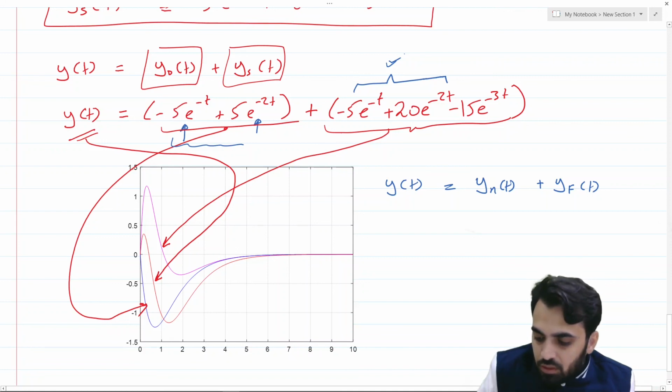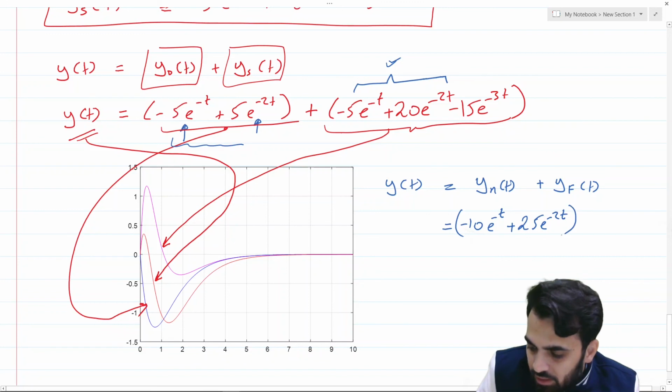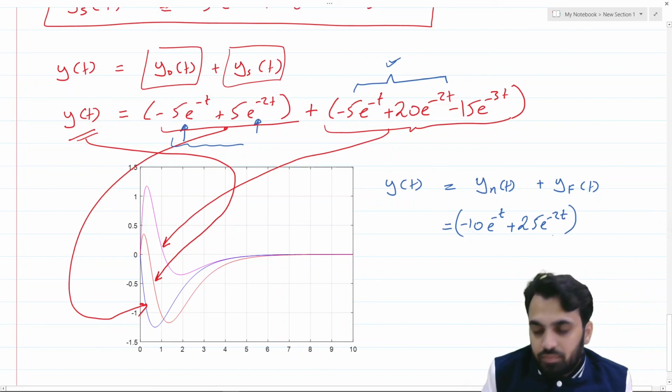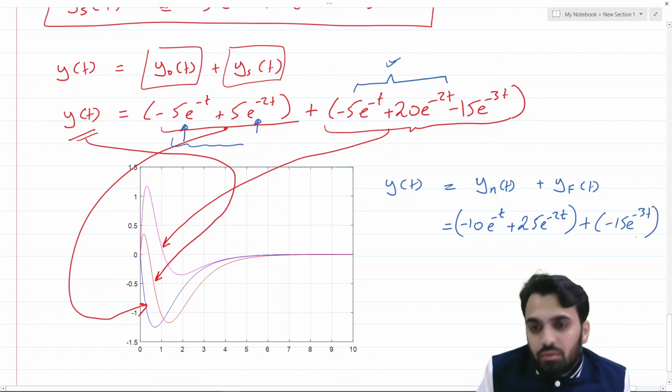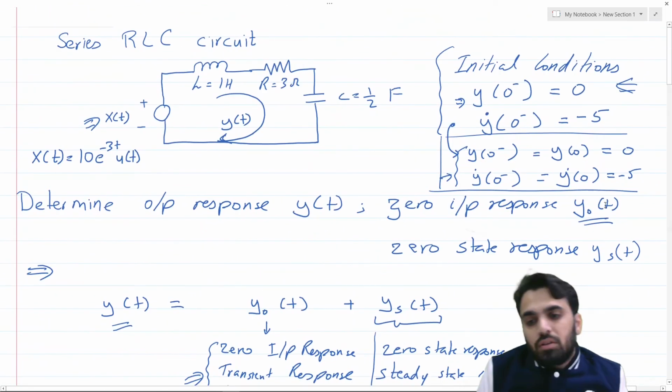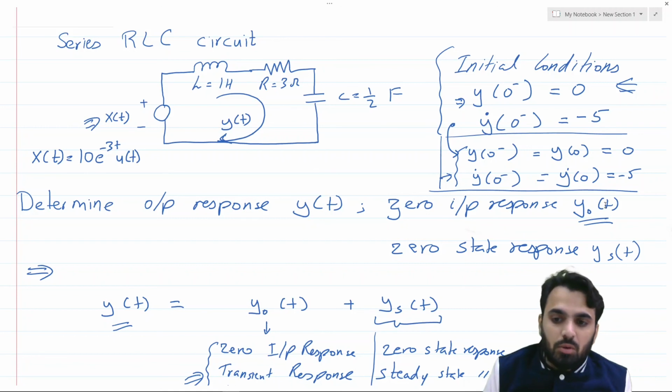In our example, this is simply -10e^(-t) + 25e^(-2t). So this is our natural response for the series RLC circuit. And then the forced response is simply -15e^(-3t), which is the non-characteristic mode. Hence, in this video, we started with the series RLC circuit for given initial conditions, and we analyzed it by means of time domain analysis techniques.